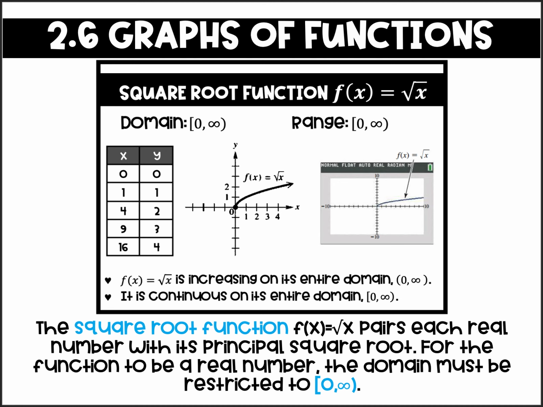Now, here's the square root function, which its name says it. The square root function pairs every real number with its principal square root. For the function to be a real number, we have to restrict our domain. I hope you remember from our previous chapters that when you take the square root of a negative number, we have to use that i symbol for imaginary numbers. We don't want imaginary numbers, we only want real numbers.